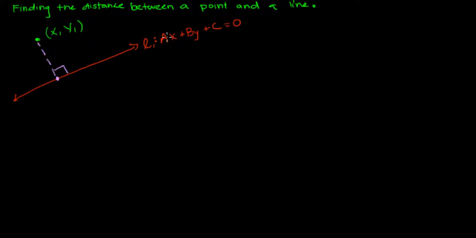You had to understand how to write the equation of a line, how to find the perpendicular slope, how to find the point of intersection, meaning that you had to solve a system. And then in the very end, the fourth thing you'd have to do is use the distance formula between the point of intersection and the original point that you have.